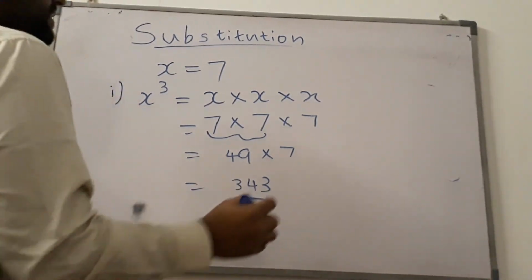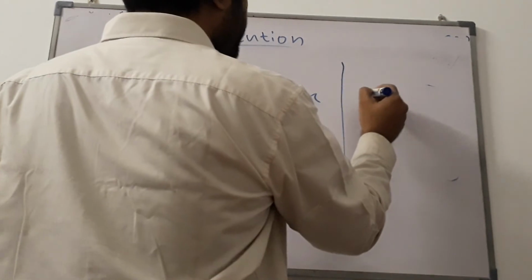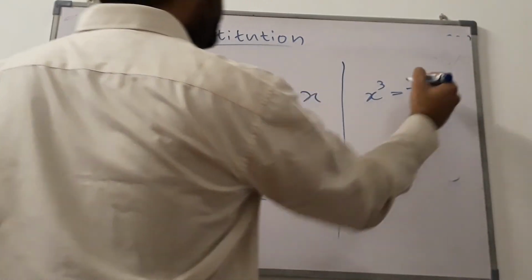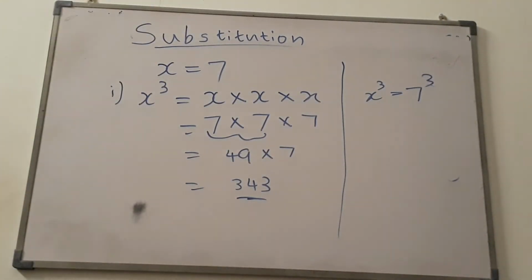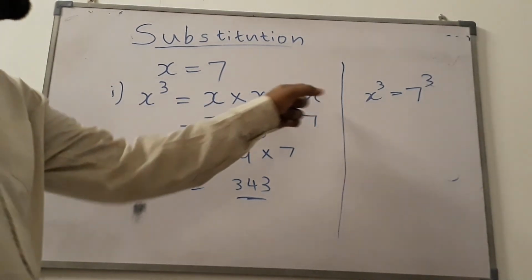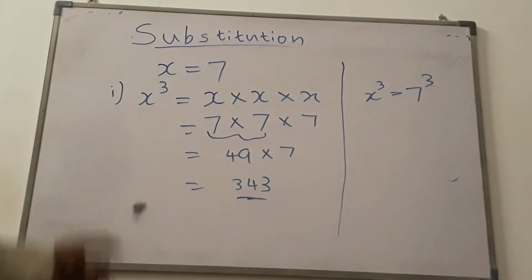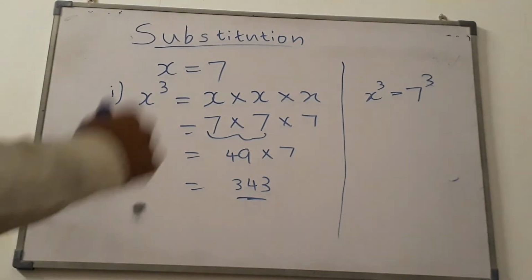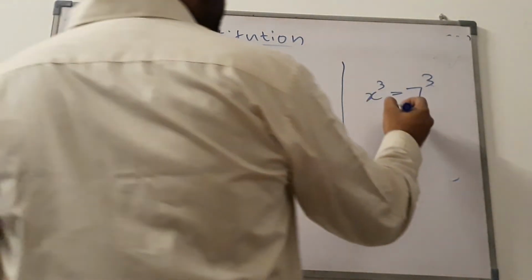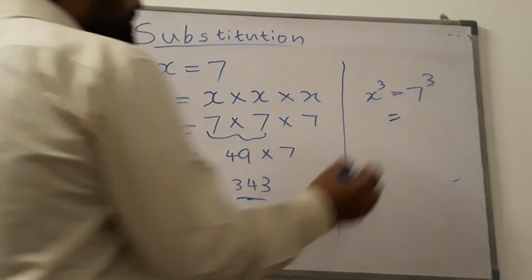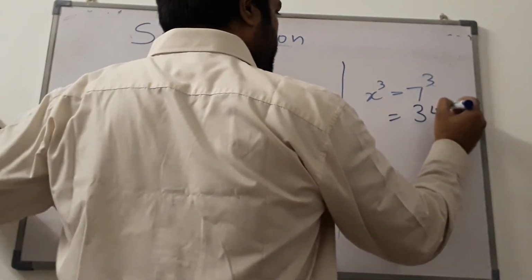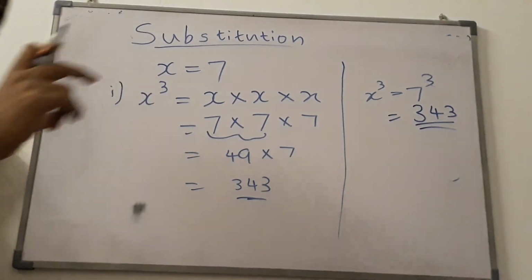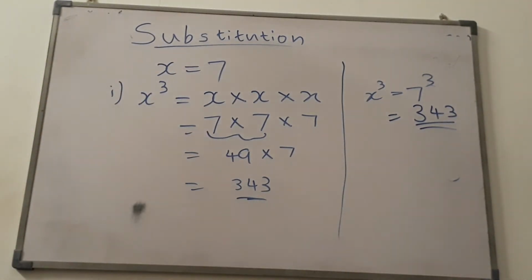Okay, the other method is: x cube means 7 cube. Straight away we can substitute the value. Instead of x, I wrote 7. There is no need of expansion. The second method is without expanding, I wrote 7 instead of x. And according to memory, we know 7 cube means 343. I gave you a table. According to that, 7 to the power 3 means 343. Okay. Next.